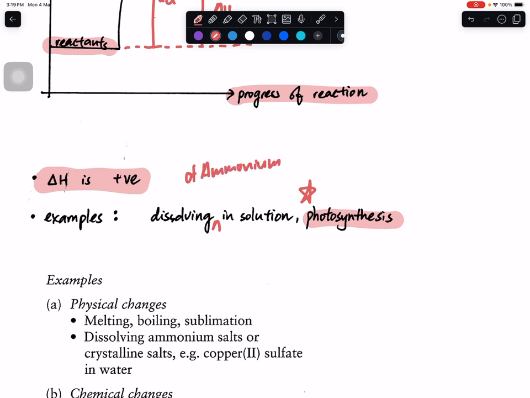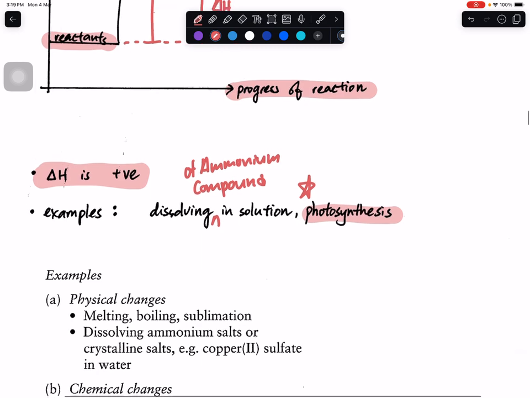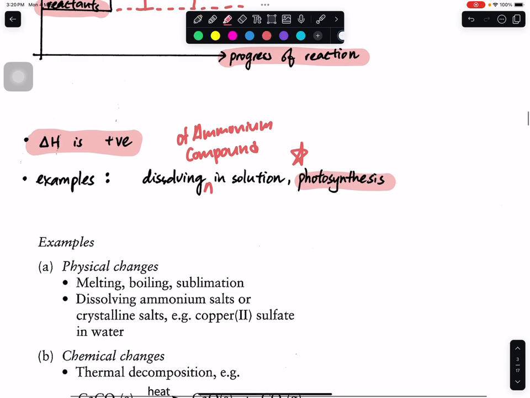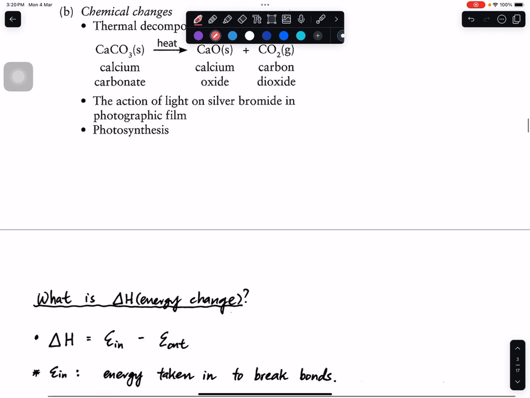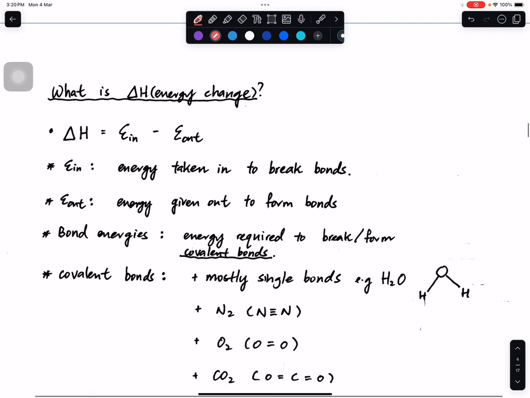When you dissolve any ammonium-related compound, it will create a cooling effect, and that's why it will be an endothermic reaction. I need you to remember these two by heart. These two are frequently tested. If you're okay with that, let me introduce the formula.